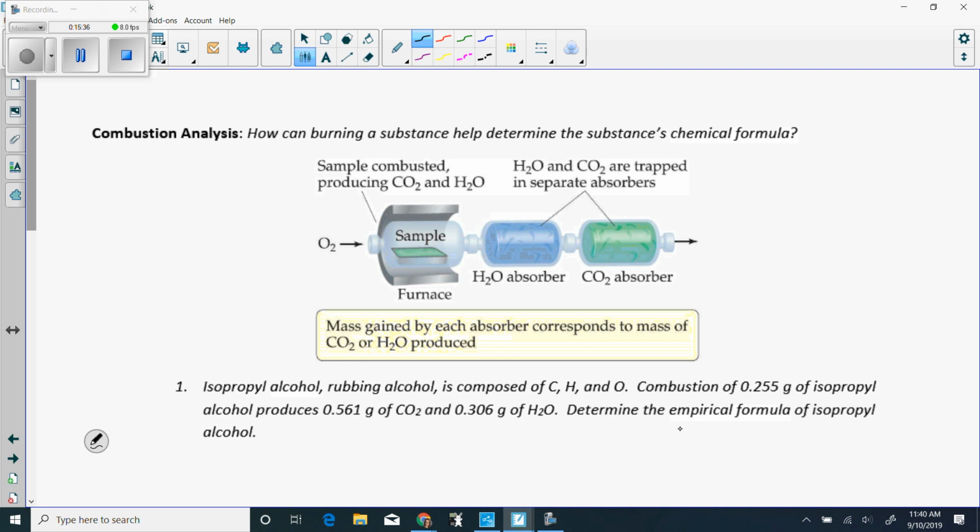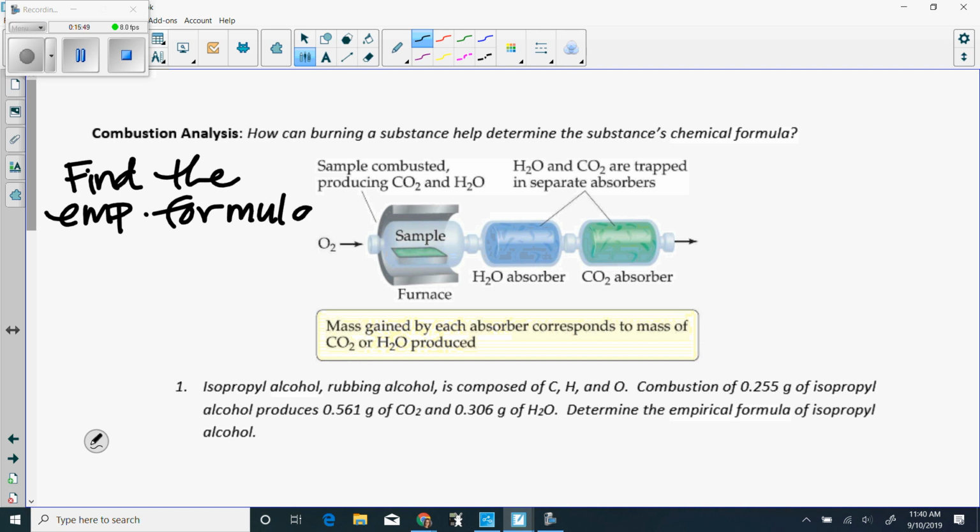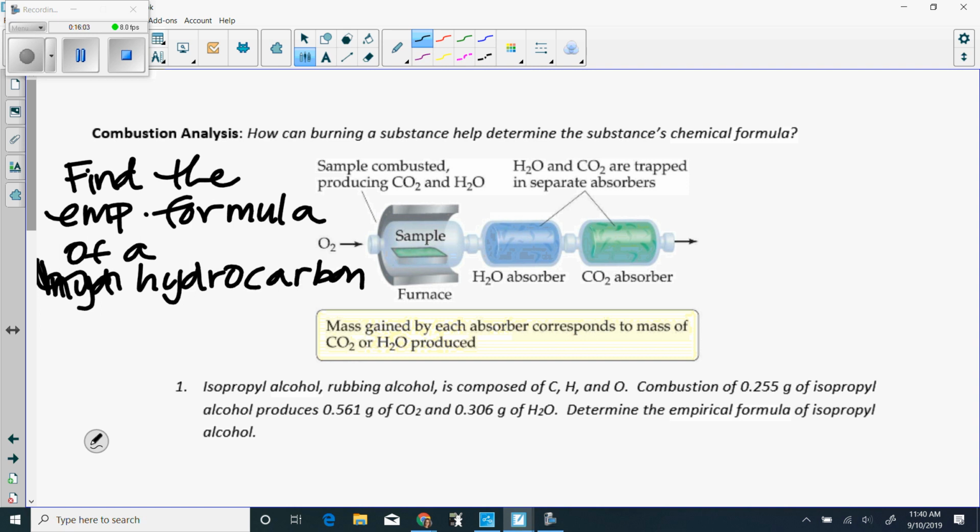Okay, combustion analysis. Combustion means burning. Okay, so we're burning something. And what we're doing is it's a way to find the empirical formula. The empirical formula is the reduced version of a hydrocarbon. Hydrocarbon is just like it sounds, hydrogen and carbon. Sometimes oxygen, sometimes nitrogen too, but the base is hydrogen and carbon.